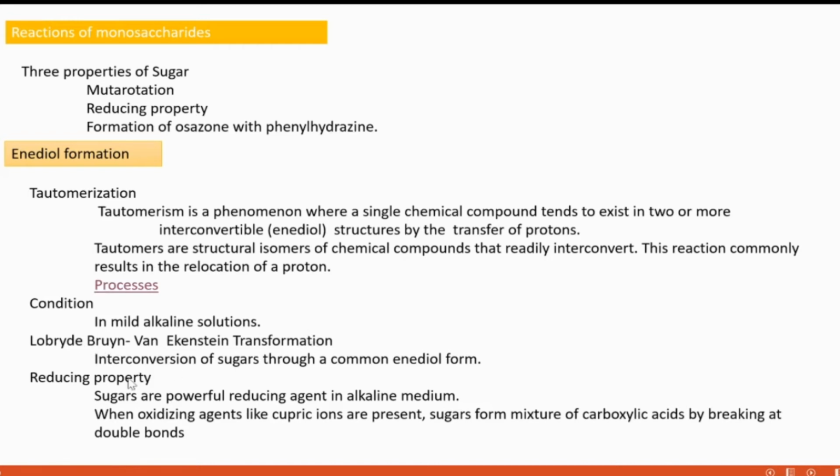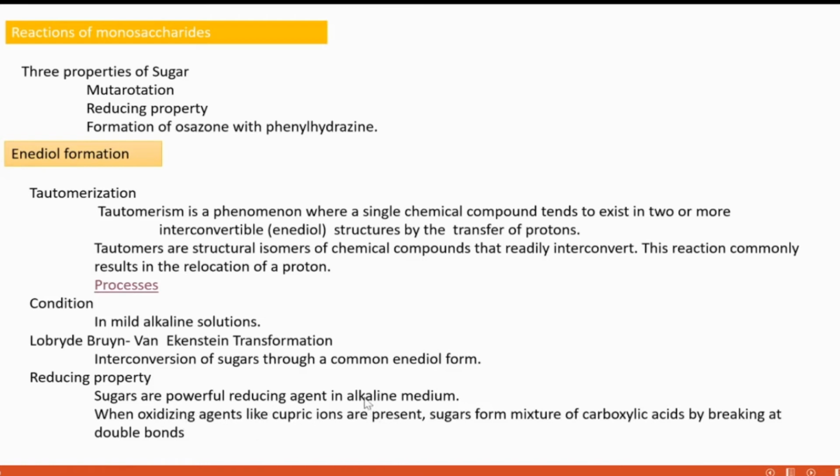Yes, that transformation. And regarding the reducing property, sugars with a free aldehyde or ketone group are powerful reducing agents in alkaline medium. What is a reducing agent? Reducing agent means it can give hydrogen or proton. It's a donor, and it undergoes oxidation. Correct? Okay. At the same time, what is an oxidizing agent? Oxidizing agent means it takes hydrogen or proton and gives oxygen. So it's an acceptor of proton. So the oxidizing agent undergoes reduction, right? Okay, those things we need to keep in mind while reading this.